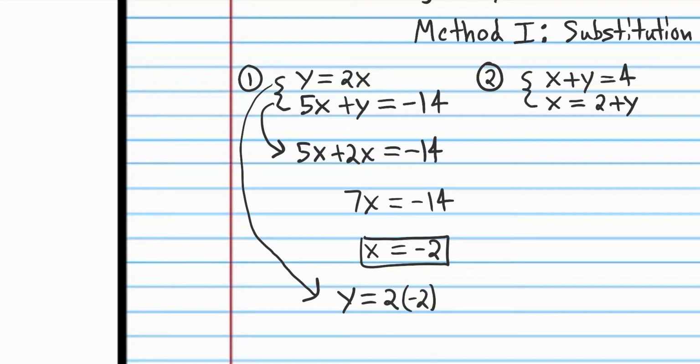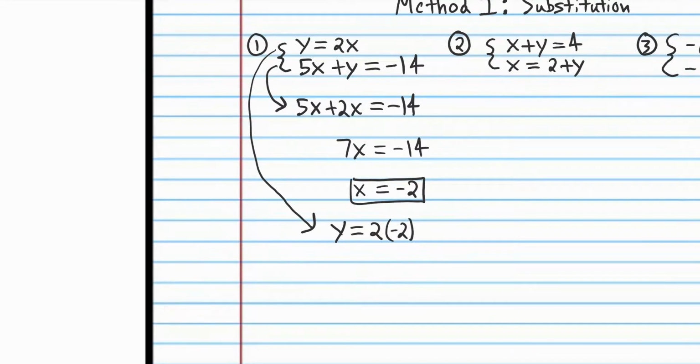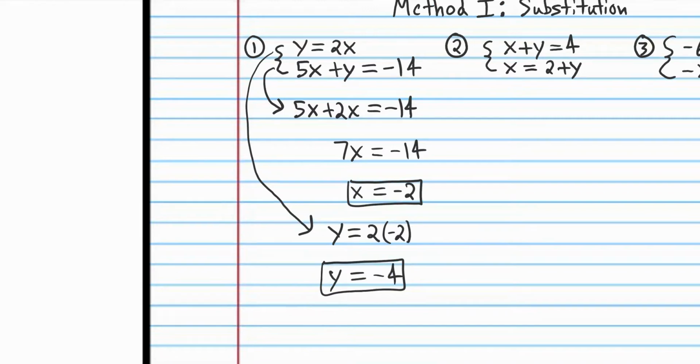So maybe I should just keep those colors there. That might help. Well, actually, I don't want to confuse you. I'm going to take those away. So now we know that y is equal to whatever 2 times -2 is, and of course that is -4. So at this point we have solved the system of equations because we have x and y. So that's pretty much what we're going to be doing.